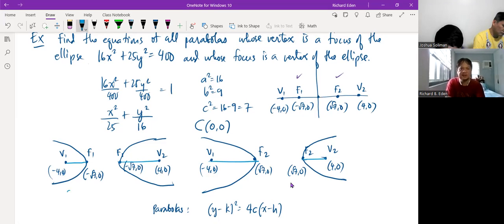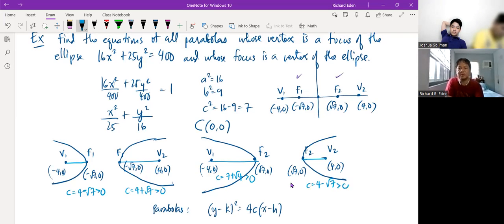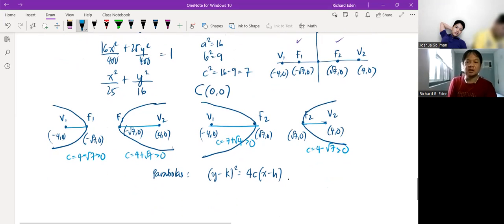And so we're just going to have to compute for c individually for these particular scenarios. So for the first, c is equal to 4 minus square root of 7, 4 plus the square root of 7, and here c is 7 plus the square root of 4. Here we have 4 minus the square root of 7. Note that these are all positive quantities. So we have to remember that when we write down the equation of the parabola, it should have the appropriate plus or negative symbol there on the x part.